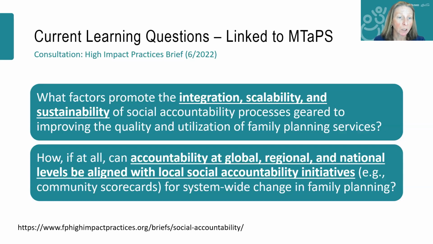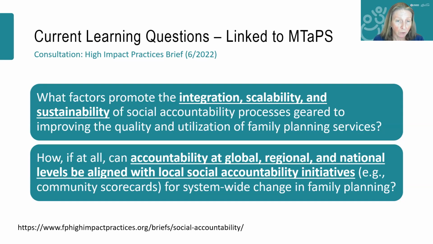So there are 4 current priority research and learning questions in the social accountability high impact practice brief. And 2 of them link to the MTaPS results. The first one focuses on integration, scalability, and sustainability of social accountability processes geared to improving the quality and utilization of family planning services. Clearly, this is focused on family planning services and information, but we can also look at commodities because supply needs to meet demand, as we all know.